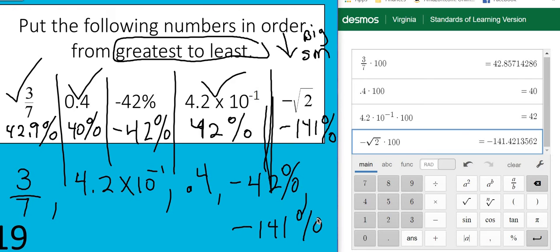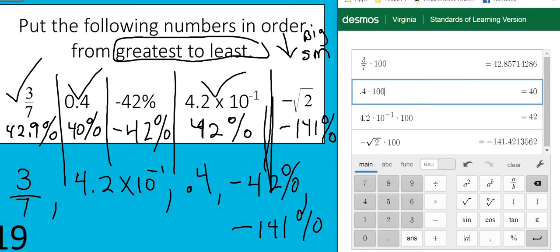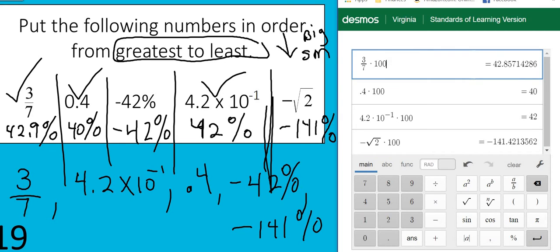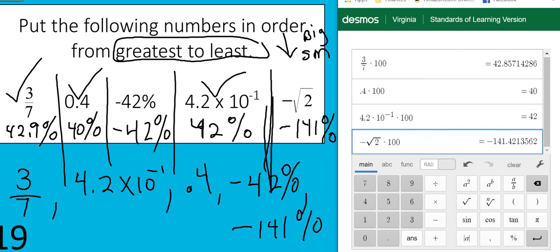Again, just use your calculator and keep everything in your calculator. If you keep everything in your calculator, you can go back and make sure you multiplied by 100 every time you needed to. The only time you didn't have to change anything was that 42% there, because it was already a 42%. So stay organized, use your calculator. Desmos is your best friend in this case, okay?